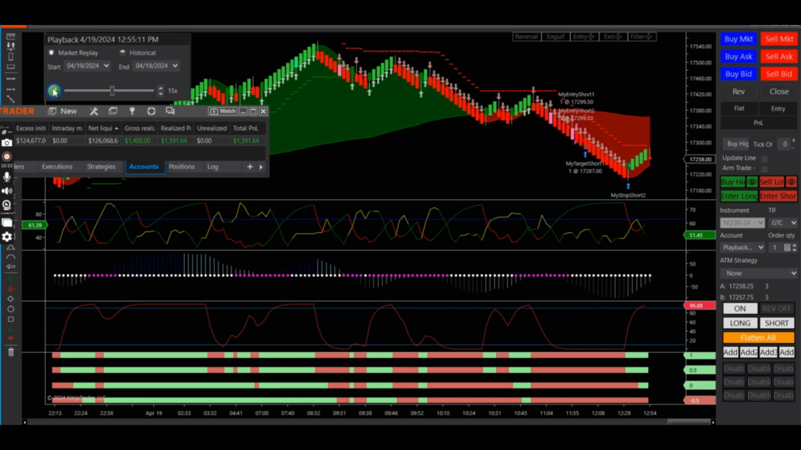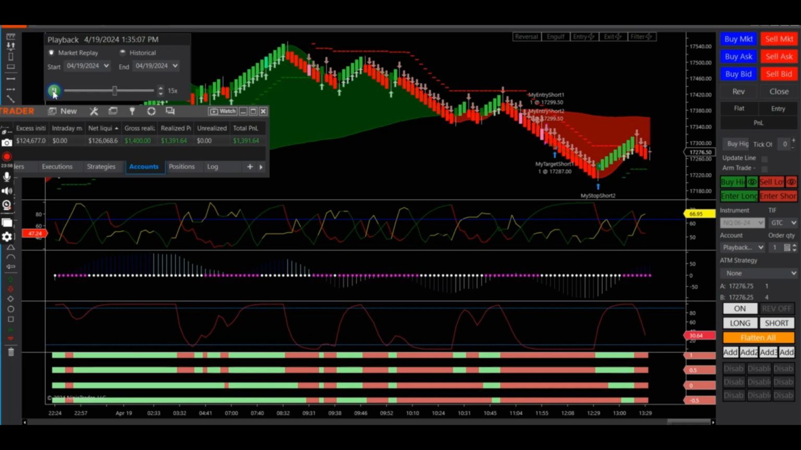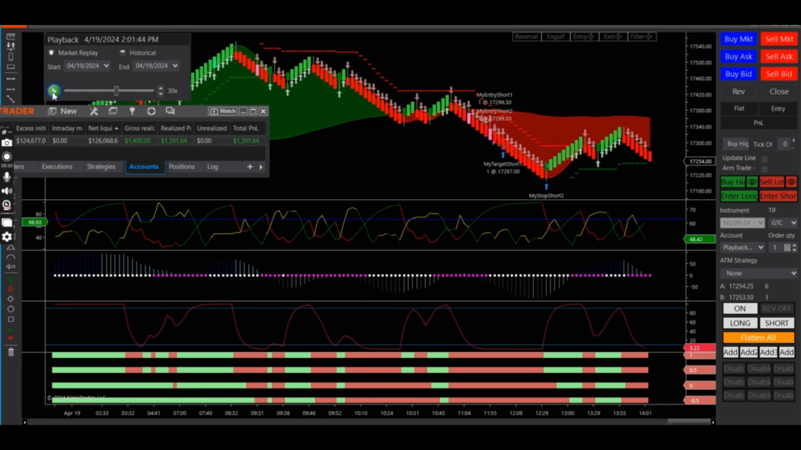Right now it's going on 1 o'clock in the afternoon session. We have another green cross here. We have red. And stochastic is in the oversold zone. So one condition has not been met yet, and I'm still in a squeeze.